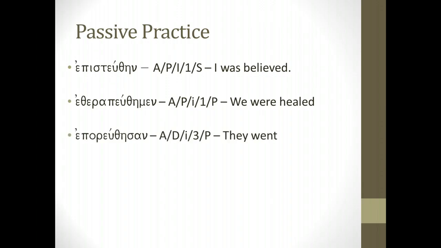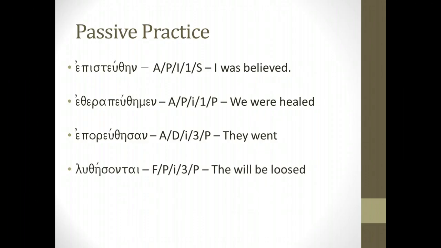The third one, eporeuthesan. Sorry, let me say that again. Eporeuthesan comes from the word poreuomai, which I know, with its omai ending, is a deponent verb. So even though it takes that theta eta ending there, and it has the augment, I know that it's aorist, but it's not passive, it's deponent. So it's an aorist deponent indicative, third person plural. They went.